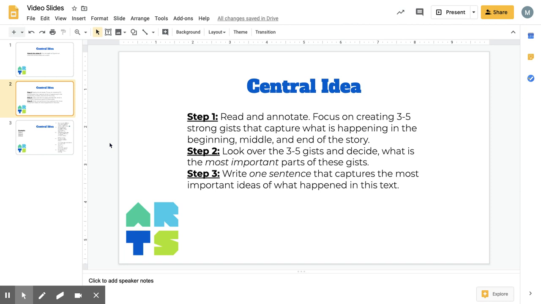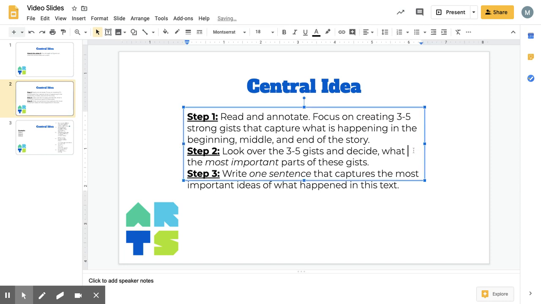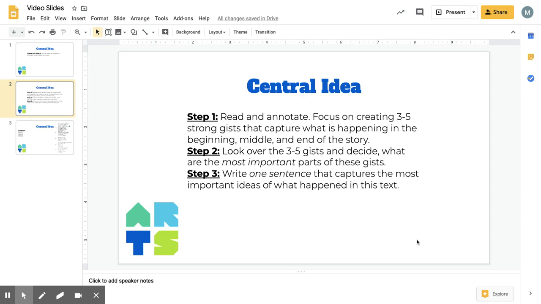Step 2. Look over your gists and decide what are the most important parts. So this is where we have to take a risk and make a choice. Sometimes, especially when we are developing a new skill, it can be challenging to decide what the most important parts are. Things that I like to think about: make sure you know who your characters are. Figure out what the problem is, whatever the problem is. And if there is a solution, then that is also an important thing to include in your gists.